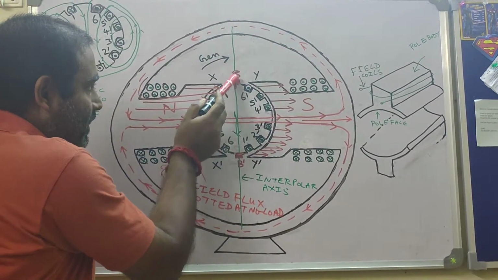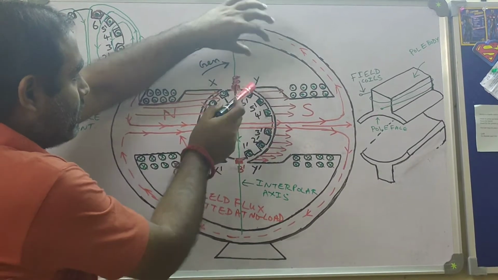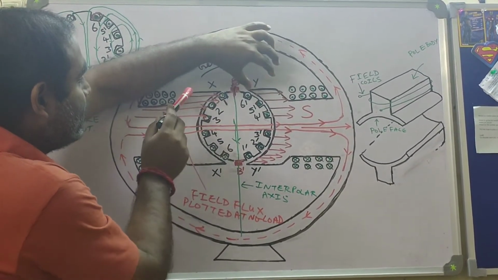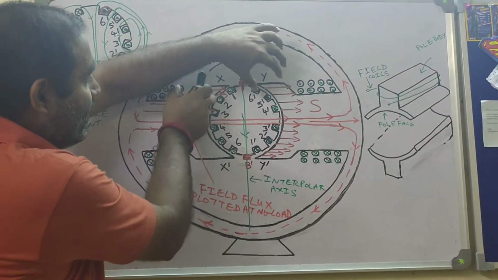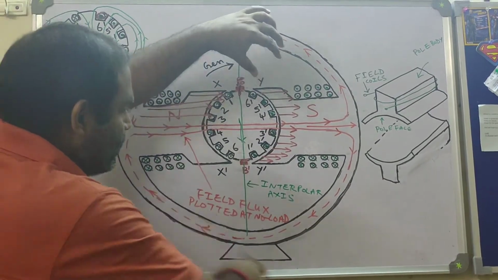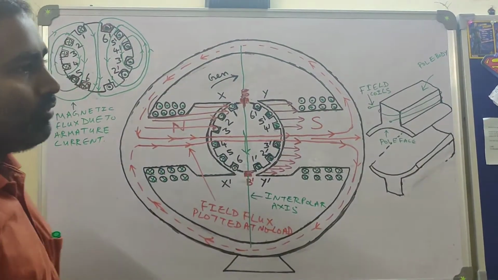So I am making a cut mark at brush B, and I am holding this portion of the pole tip named as Y with my left hand, and holding the pole tip X with my right hand. What I am doing, I am taking my right hand from this position to this position. So it will stretch and it will flatten up. So that will be my developed view.